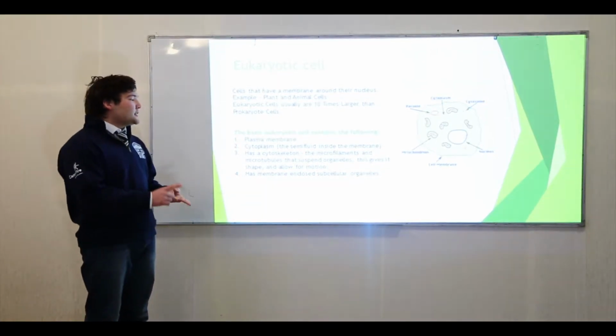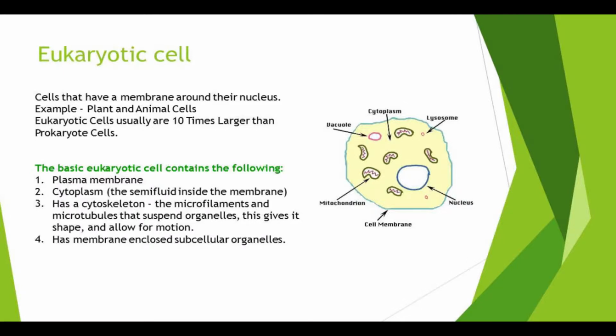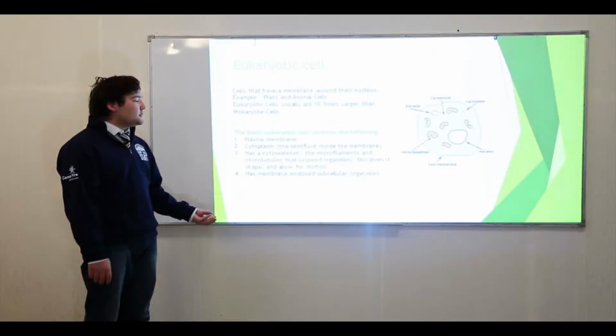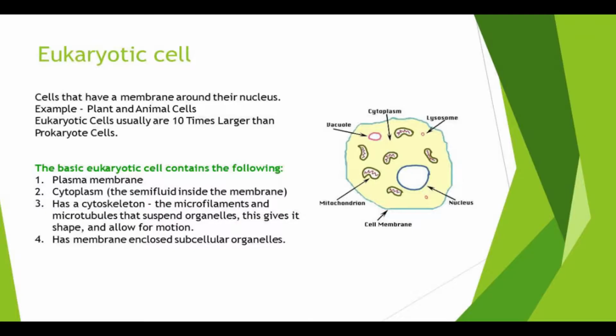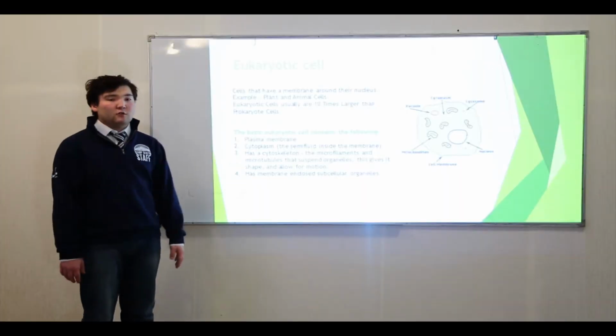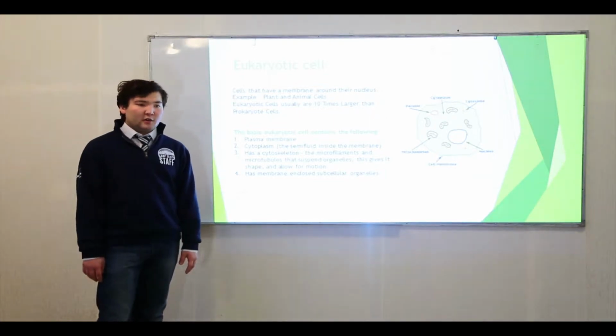plasma membrane, and cytoplasm, which is the semi-fluid inside the membrane. Also, all of them have the cytoskeleton, the microfilaments and microtubules that suspend organelles. This gives the cell its shape and allows motion. Also, every eukaryotic cell has membrane-enclosed subcellular organelles.